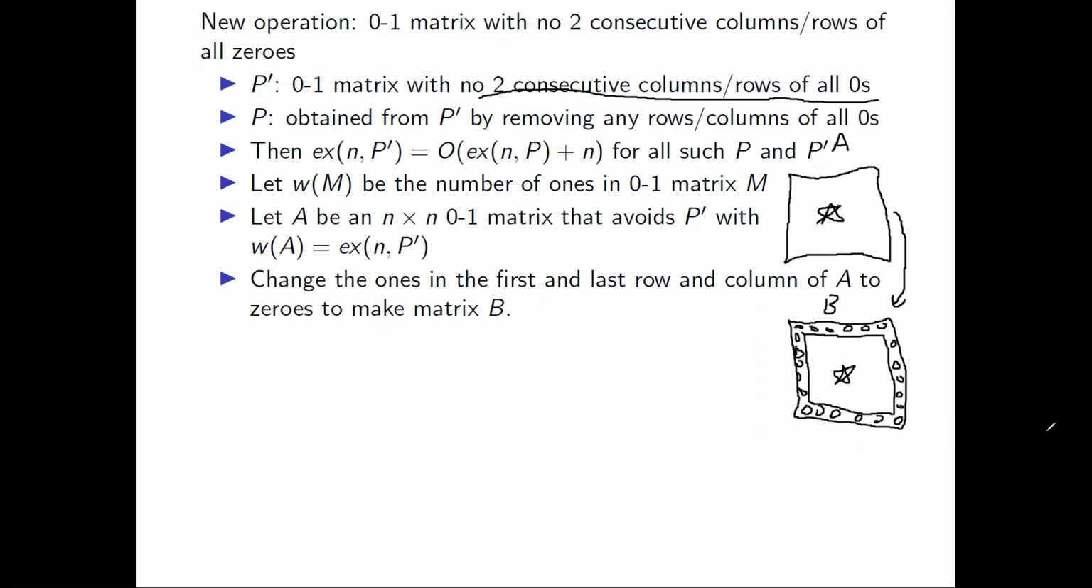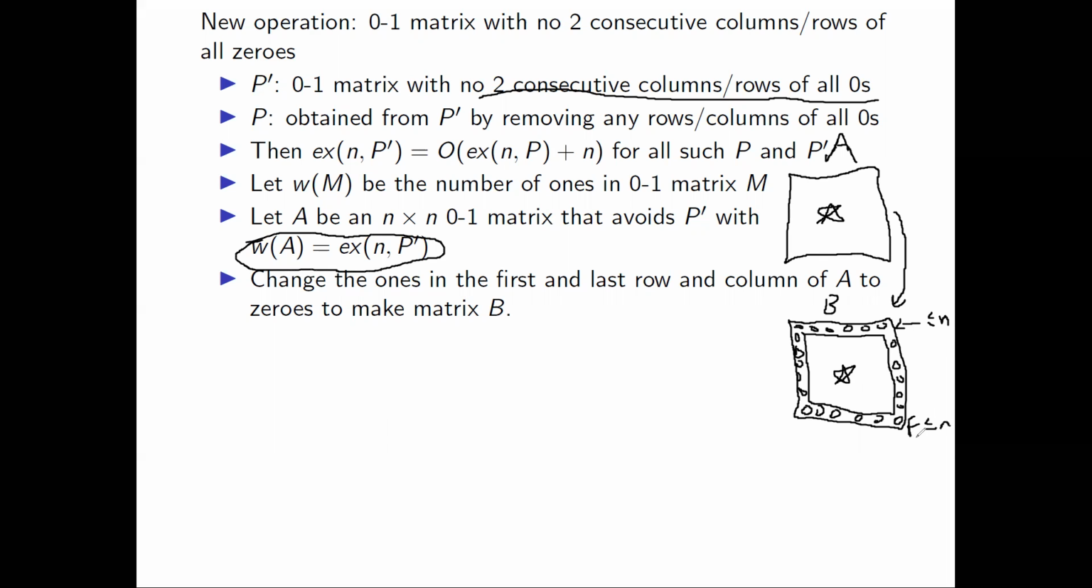Now, this might decrease the number of ones. So we had A up here, and the weight of A was the extremal function of n, P prime. And our number of ones went down, but it didn't go down by that much. It only went down by at most 4n because there's only at most n ones in the first row.